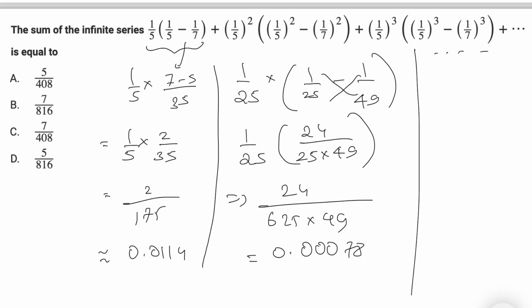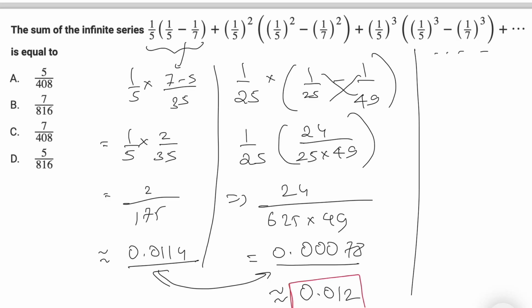So we just take the approximate value of these two numbers and add them, 0.0114. Okay, we add this to the one that we have got here, 0.00078. Okay, the approximate sum of these two numbers comes out to be 0.012. Now what this means is I want an answer option that is very near to 0.012, and that should be the correct one.